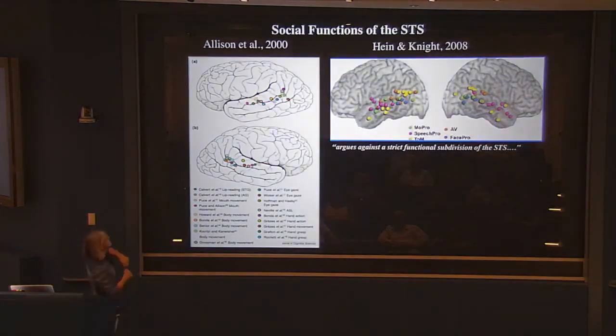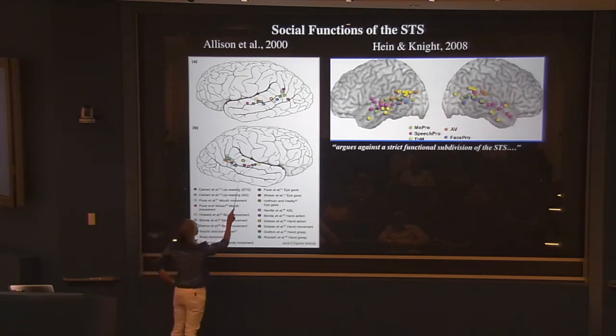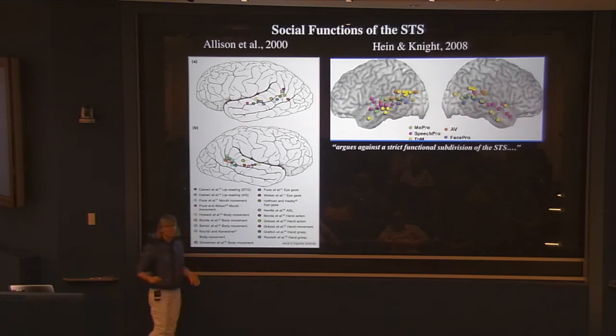This is a review article from almost 15 years ago from Truett Allison and Greg McCarthy. And even back then, there were loads of studies that had already shown activations in that region. So this is the superior temporal sulcus, this very long sulcus that goes way along here. And all these studies had already shown strong responses with functional MRI in that region when people look at different kinds of social perceptual stimuli or hear them in some cases.